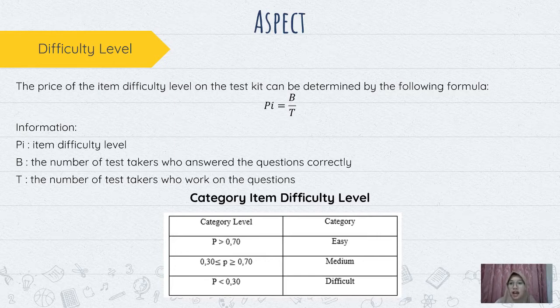The value of the item difficulty level on the test kit can be determined by the following formula. Pi equals B over T, with Pi is the item difficulty level, B is the number of test takers who answer the question correctly, and T is the number of test takers who work on the questions. And this is the category of item difficulty level.